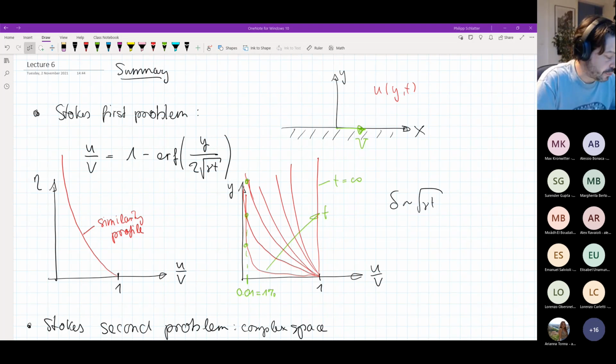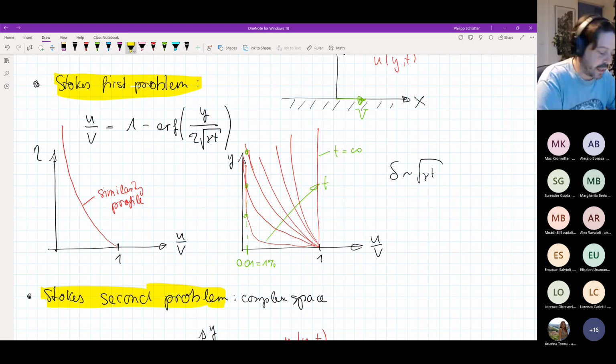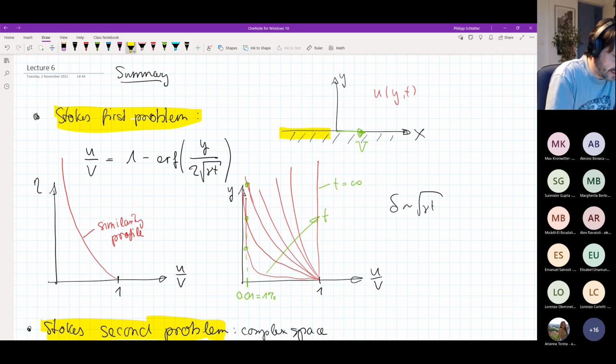So if we start with the Stokes problems first, these were the two things that we looked at: Stokes' first problem and Stokes' second problem. Stokes' first problem is a very simple kind of time-dependent solution of Navier-Stokes, where the idea is that we have a flat plate which we start to move at time zero from rest to move with a constant speed v to the positive x direction.